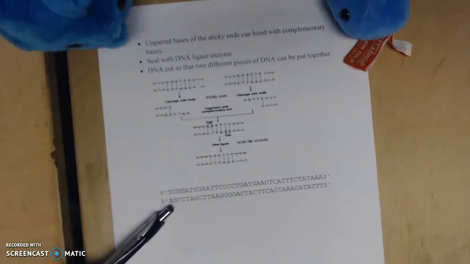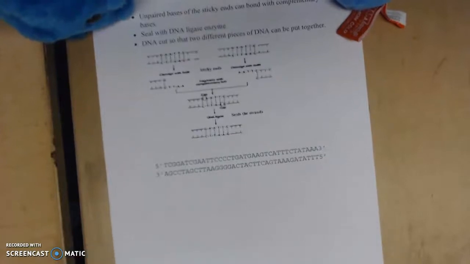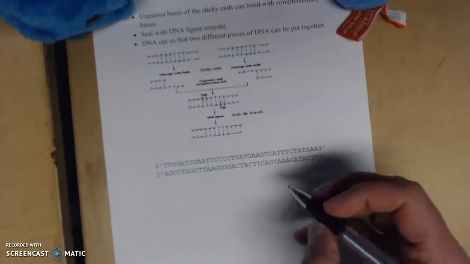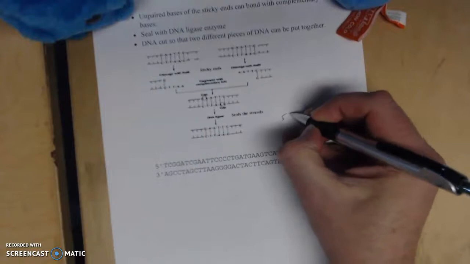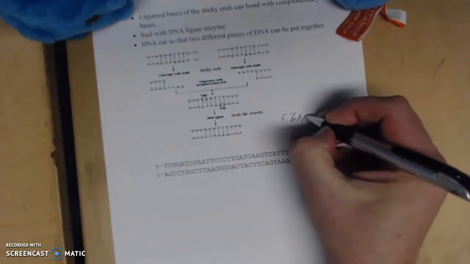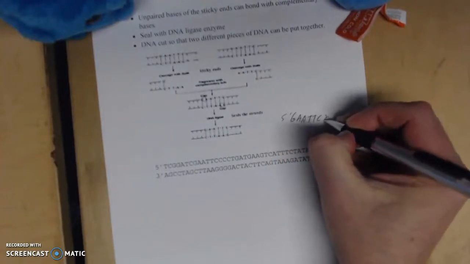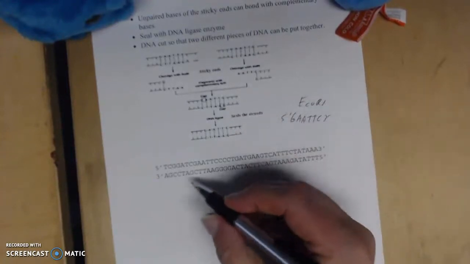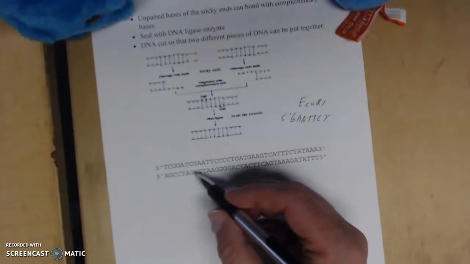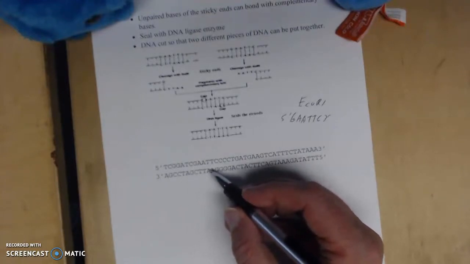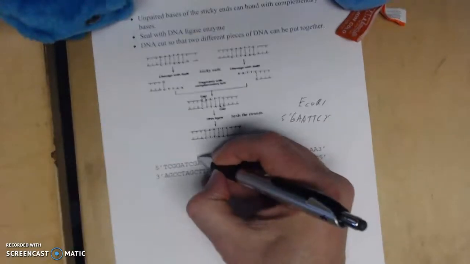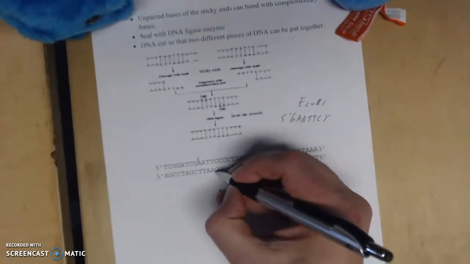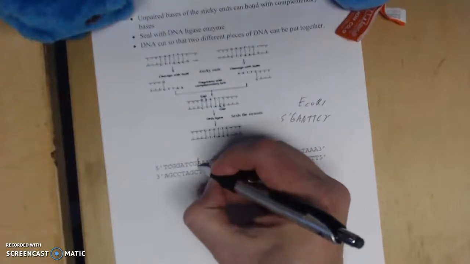So let's cut this piece here with EcoR1. Okay, so cutting, we look here, and we scan along and find, we're looking for the sequence 5' GAATTC 3'. So we're cutting with EcoR1. So let's scan along here. GAATTC. Okay, well here's 1. GAATTC. So we cut here.